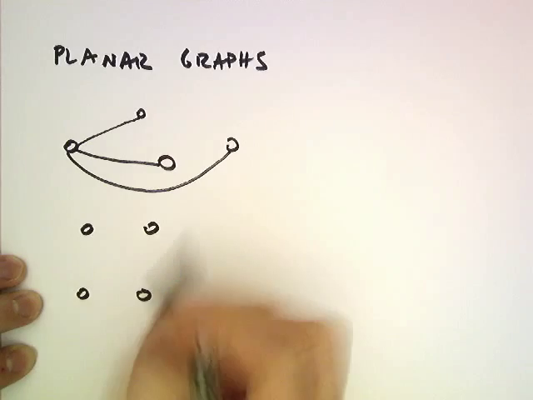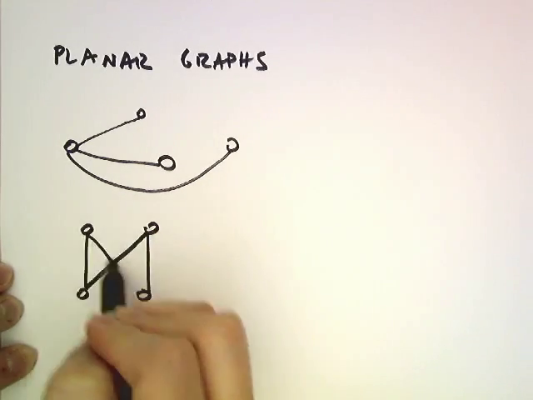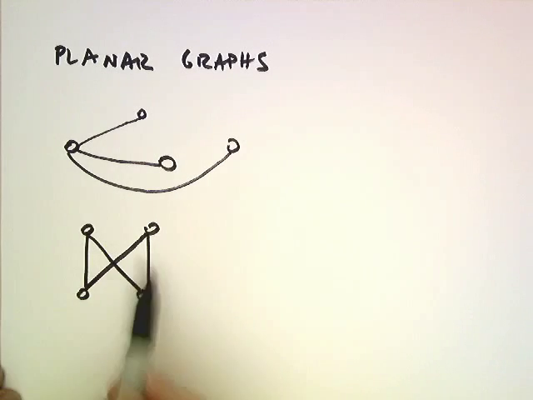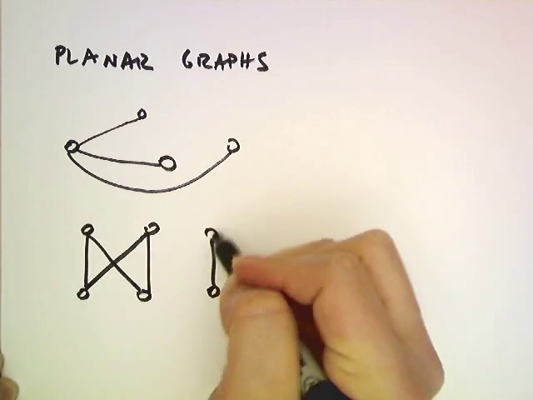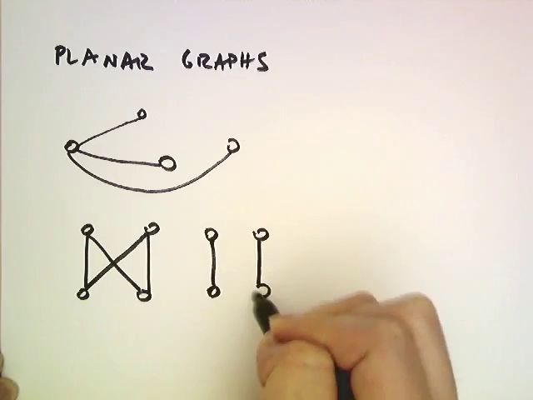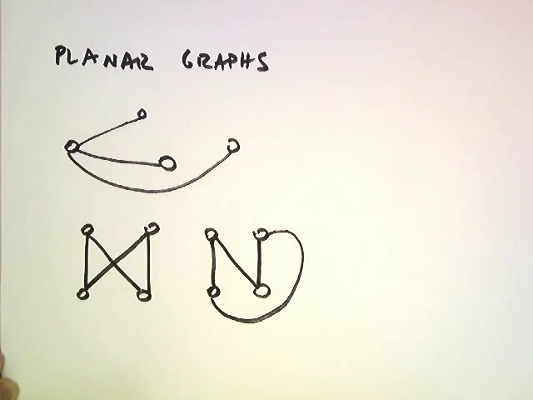Here's another graph. And you might think that this graph is not planar, but actually it is planar because there is a way of drawing it in the plane without crossing any edges. See, these two graphs are identical, but there is a way to draw this particular graph in the plane such that no two edges cross. So therefore we say that it is a planar graph.